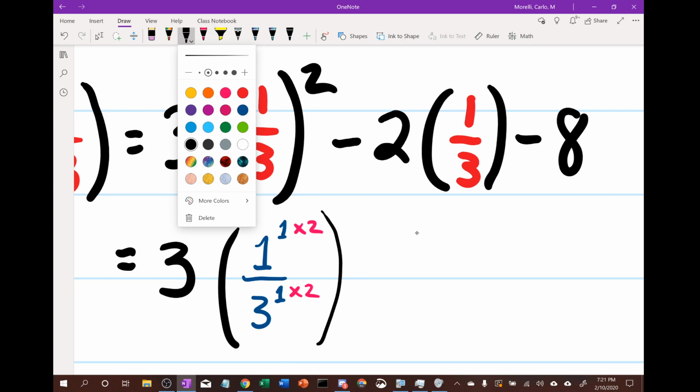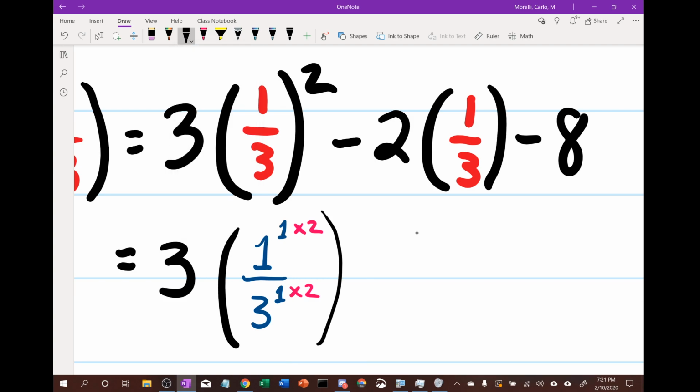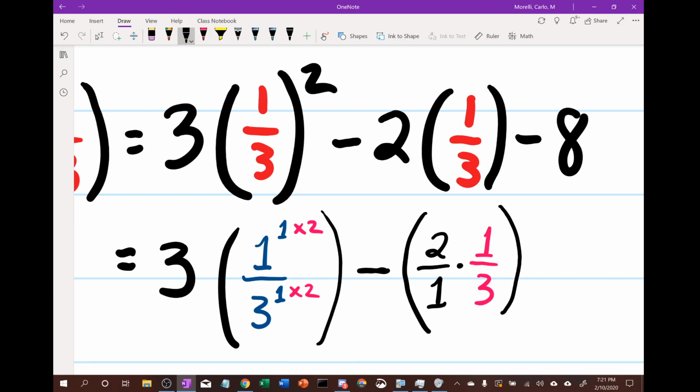Okay? And now what we're going to do, ladies and gentlemen, is we're going to subtract. And now I have to multiply 2 times 1/3. So I'm going to do a big open parentheses here and do 2 over 1 times 1 over 3. And again, I'm not going to solve that yet. I'm just going to leave it so you can see what's about to happen.